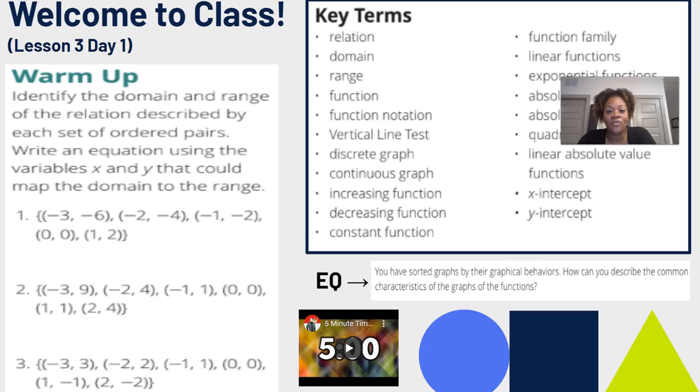As you go through the course of today's lesson, remember your essential question. It says you have sorted graphs by their graphical behaviors. How can you describe the common characteristics of the graphs of the functions? You may go ahead and pause the video at this time and hit play when you're ready to move on to the next section.